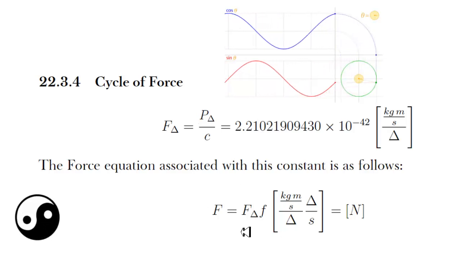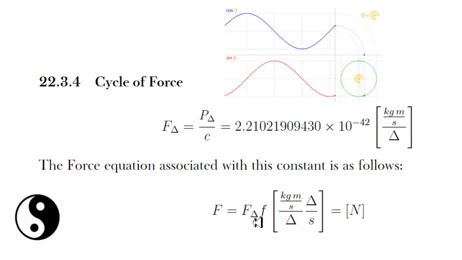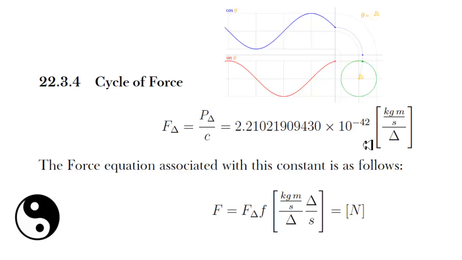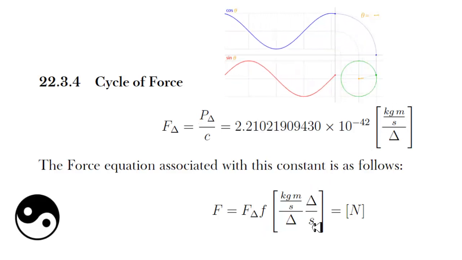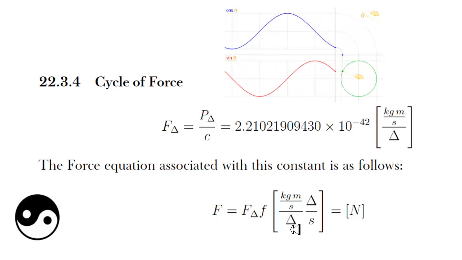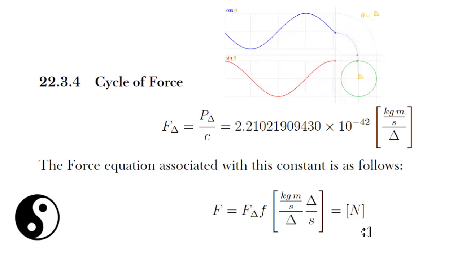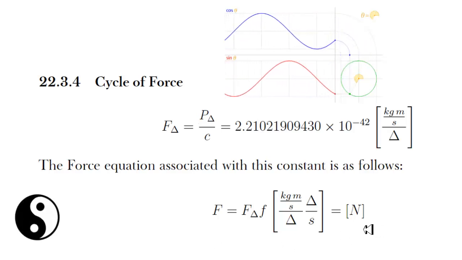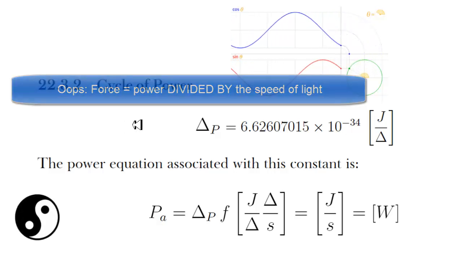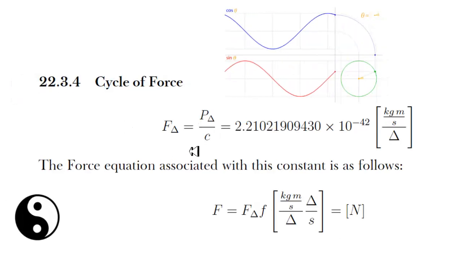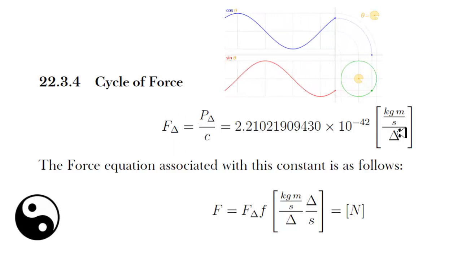The units of the cycle of force are momentum per cycle. The units of frequency are cycles per second. The cycle terms cancel, and you end up with kilogram meters per second squared, which of course are the units of force, the Newton. So we've got two equations: a power constant and a power equation, and a force constant and a force equation. And the force constant is on a per cycle basis.